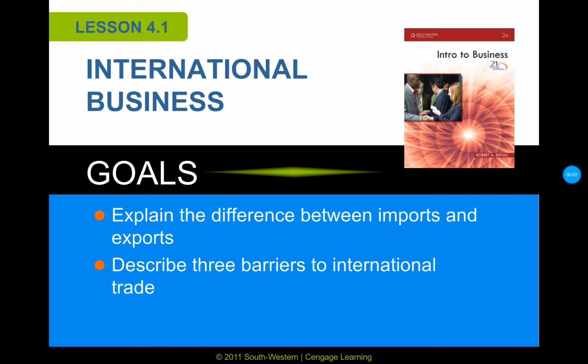Okay, everyone, welcome back. This is lesson 4.1 in our Intro to Business book. This section we're going to be looking at international business. We're going to explain the difference between imports and exports and describe the 3 barriers to international trade.